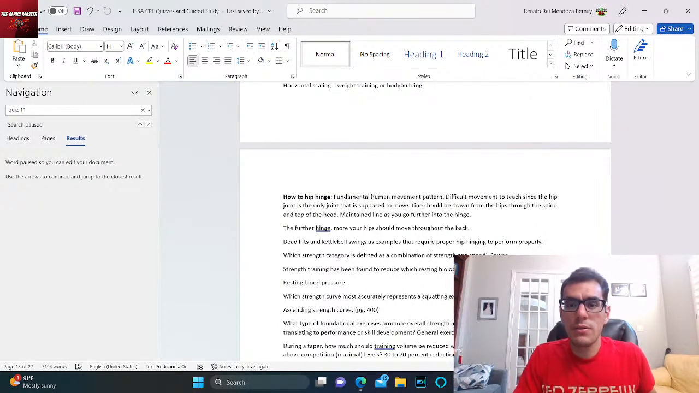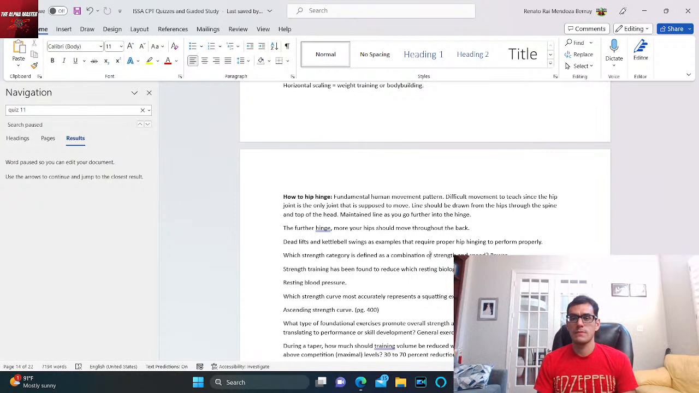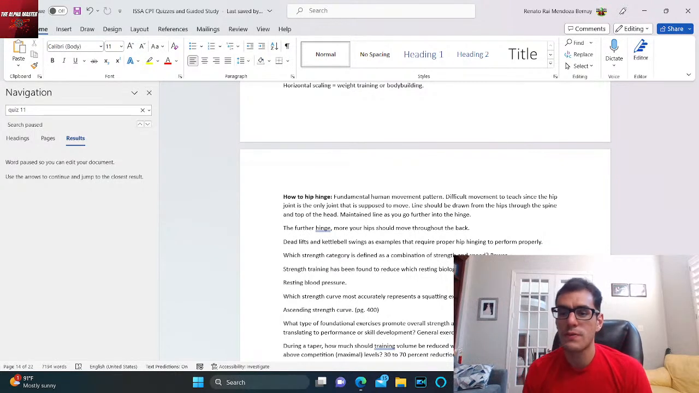How to hip hinge is a fundamental human movement pattern, a difficult movement to teach since the hip is the only joint that is supposed to move. A line should be drawn from the hips through the spine and the top of the head. Maintain the line as you go further into the hinge. The further you hinge, the more your hips should move throughout the back. Deadlifts and kettlebell swings are examples that require proper hinging to perform properly.